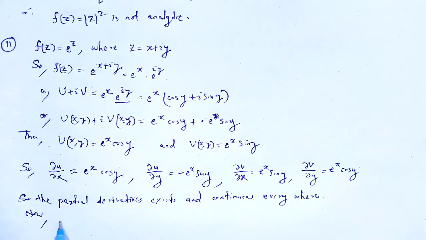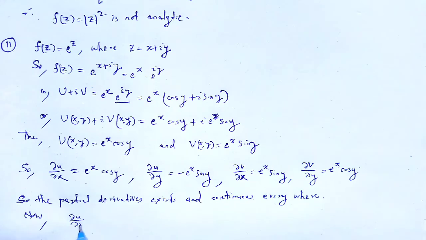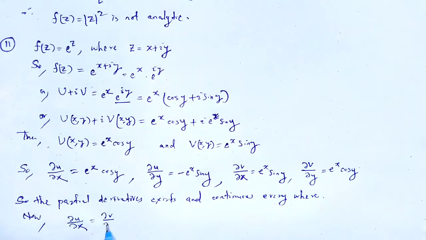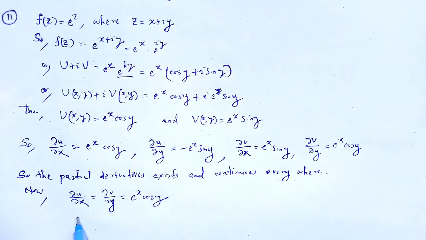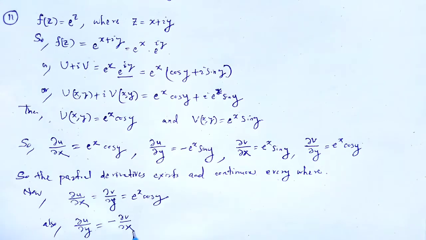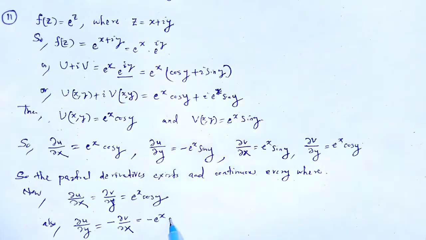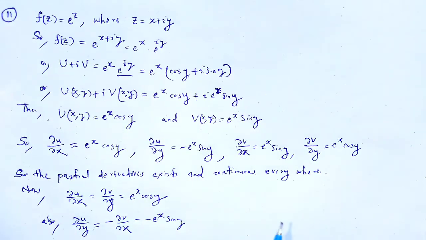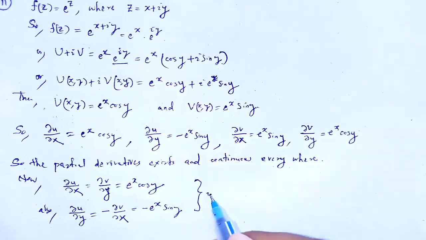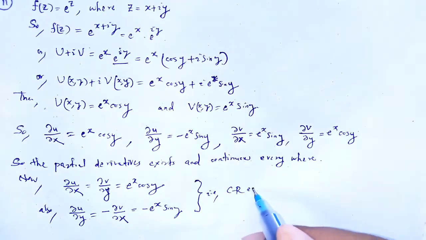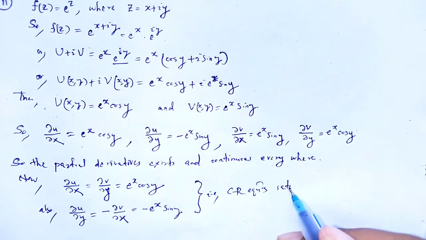Now, the partial derivatives: del u by del x is equal to del v by del y, that is e to the power x cos y. Also, del u by del y is equal to minus del v by del x, which is equal to minus e to the power x sin y. So, the Cauchy-Riemann equations are satisfied, that is, the CR equations are satisfied.